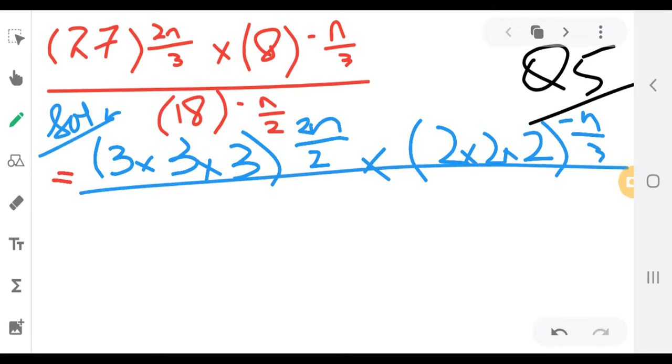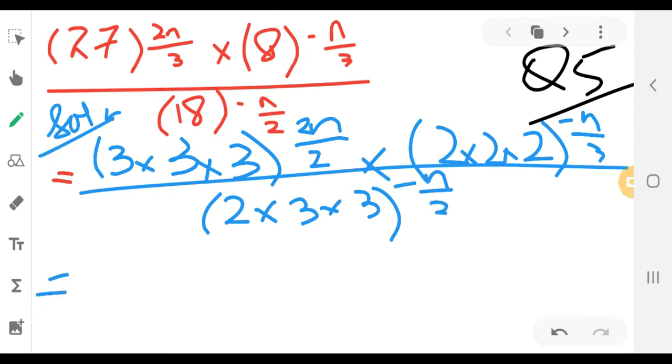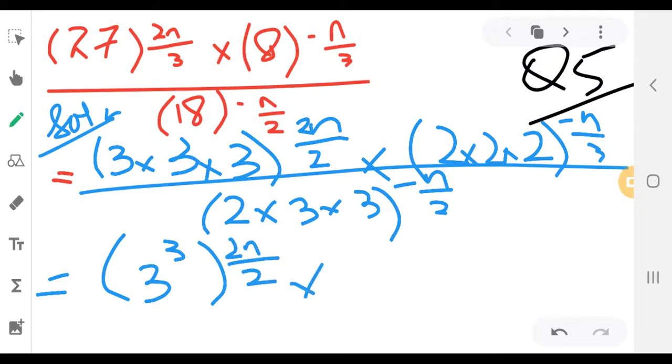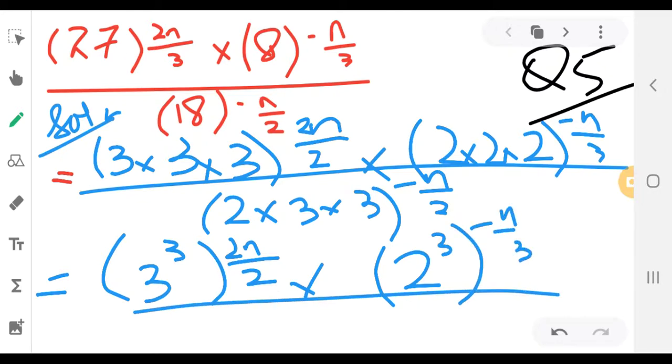Then 18, whenever we take out the LCM, will be 2 into 3 square, whole to the power minus n upon 2. Now if we just reduce it to the power, that will be 3 cube whole 2n upon 3 multiplied by 2 cube whole minus n upon 3 divided by 2 into 3 square whole minus n upon 2.